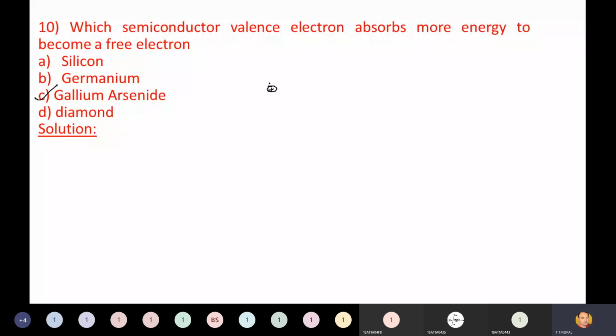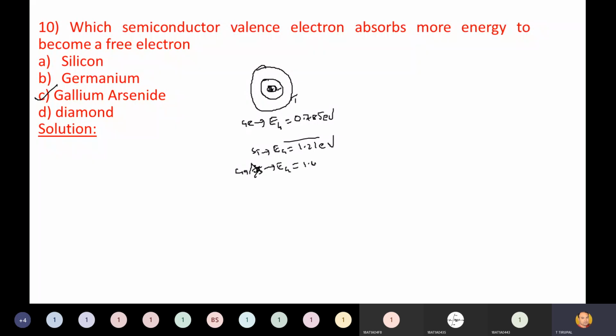See here. What about silicon, germanium? What is the atomic number of germanium? Germanium atomic number is 32, isn't it? It's a tetravalent atom. What is the energy band gap actually? Energy band gap of germanium is equal to 0.785 electron volts at 0 degree Kelvin. Similarly, energy gap of silicon is equal to 1.21 electron volts. But what about the energy gap of gallium arsenide? Energy gap of gallium arsenide is equal to 1.43 electron volts.